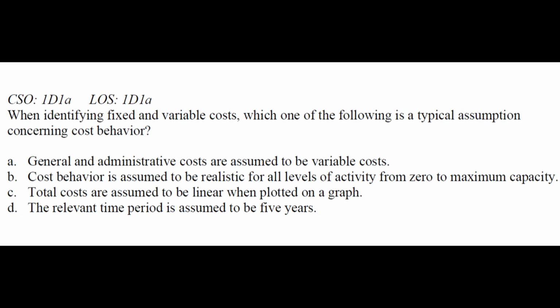Correct answer. C. Total costs are assumed to be linear when plotted on a graph. The standard cost behavior model assumes that fixed and variable costs behave linearly within the relevant range, allowing total costs to be expressed as a straight-line function of activity.